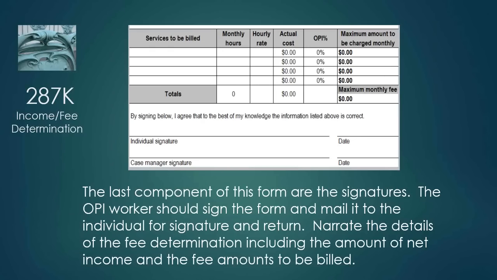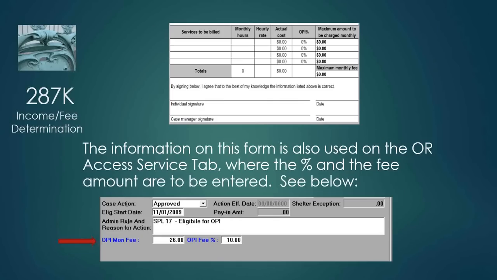Then, lastly on that form, we'll need signatures. And you'll want to narrate the fee determination, including the amount of net income and deductions. And you'll want to narrate what the monthly fee is going to be, or if they just need to pay the $25 one-time fee. Be sure that that is in narration. Okay, so we're picking up the pace a little bit.